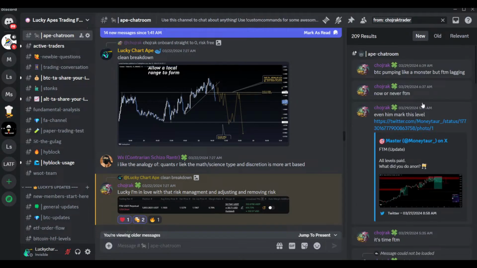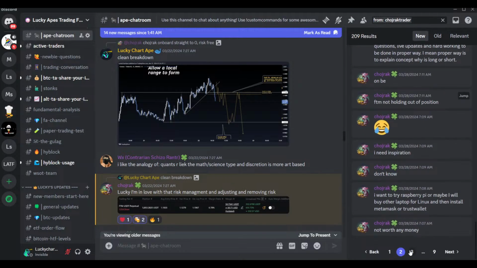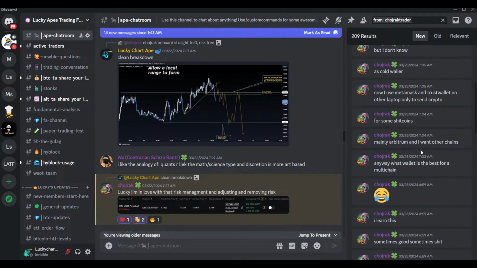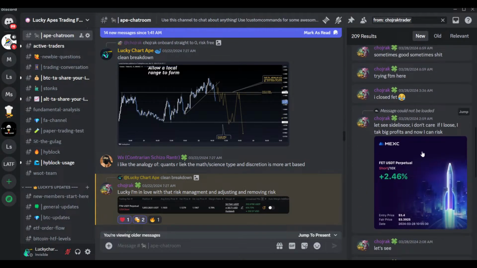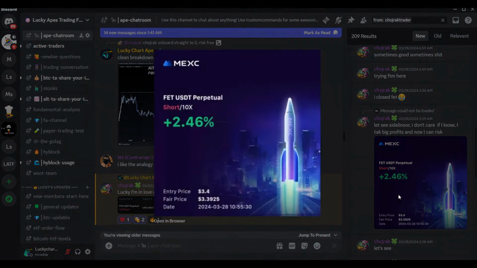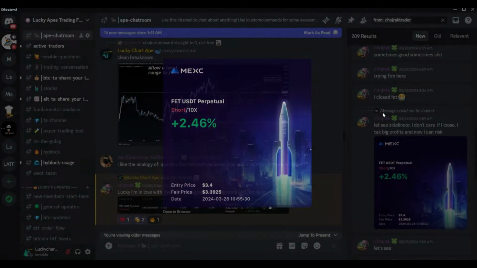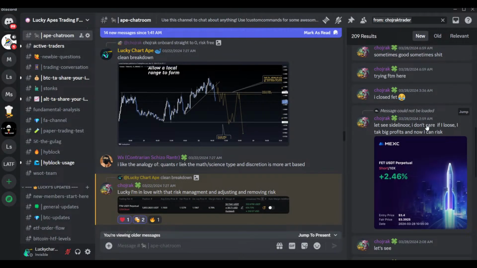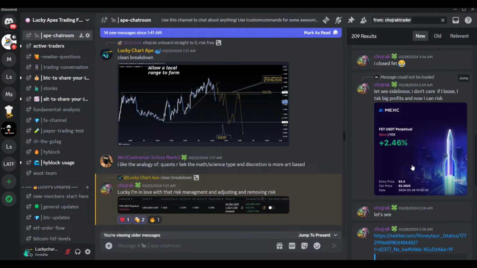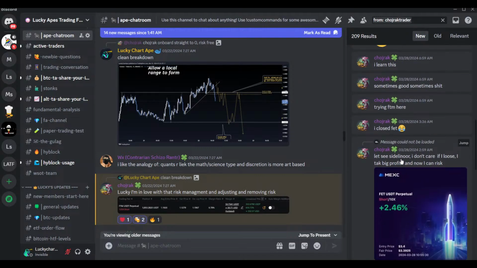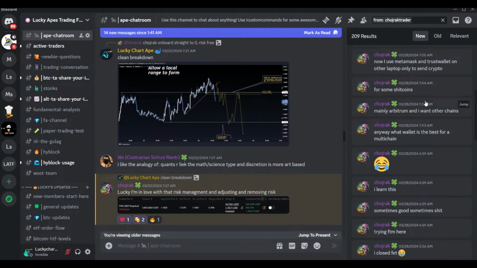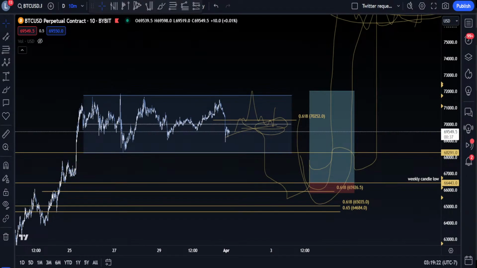And I think there's one more post here, just a nice little evolution of a new member discovering this idea of predefined risk. He took another short up here on FET at $3.40 and said, "I don't care if I lose. I took big profits off of my last short." So he was in one short, took profits in another short, and just defined that risk. It's a really powerful concept.